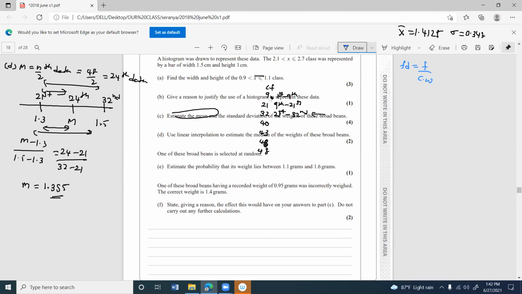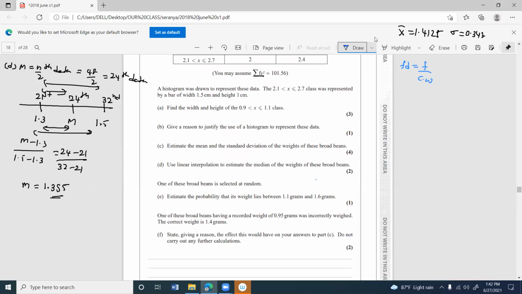Sir, I'm done. Yes, right. So we can get the median over here. Then the next part of the question is just like this. So that is what we find, the median. One of these beans is selected at random. Estimate the probability that the weight lies between 1.1 to 1.6. Right, let's go ahead with that question.